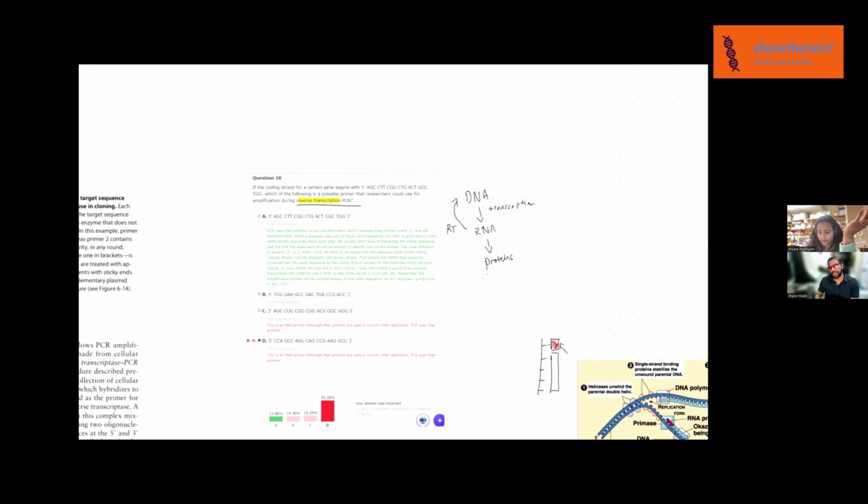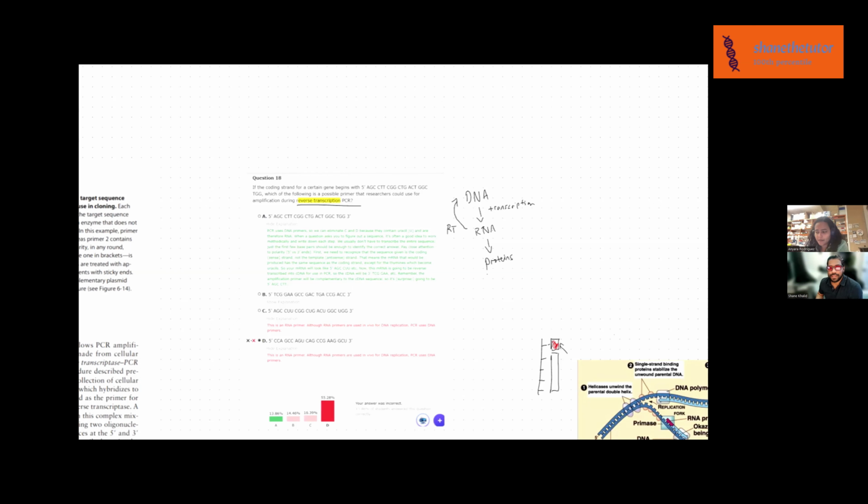The coding strand will be the sense strand. The antisense strand is the template strand. Why is it the antisense? Why is the sense from 3 to 5 and not from 5 to 3? Well, usually you'll see it as 5 to 3, but it's basically the coding strand, right?